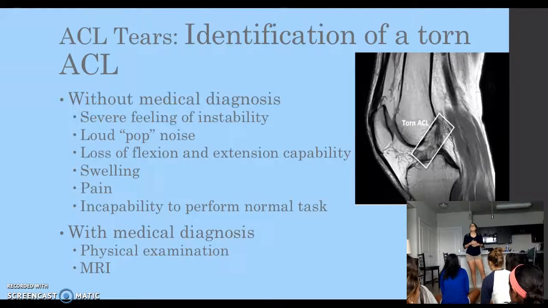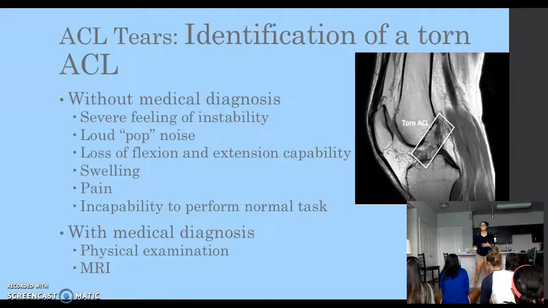So we think that maybe we tore our ACL, but how do we identify that correctly? Without a medical diagnosis, usually there can be a loud pop, which happened in my case. Another could be a severe feeling of loss of motion. Another is loss of extension and flexion, which is simply bending and straightening of the knee. Another is swelling and severe pain, and inability to perform normal tasks that we perform.